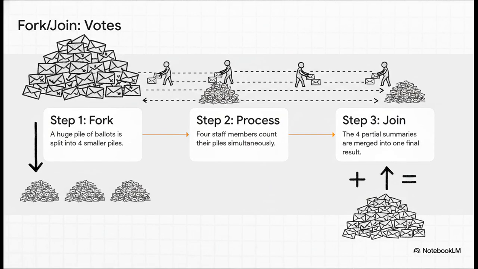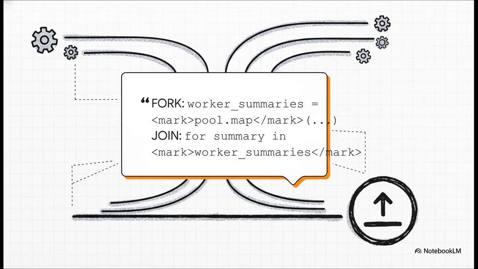Let's use an analogy. Imagine you're tasked with counting a mountain of election ballots. The fork step is when you split that huge mountain into, say, four smaller, more manageable piles. The process step is when you hand each of those piles to a different person to count at the same time. And finally, the join step is when you take the four separate totals from your counters and add them all up to get the final grand total. It's a classic divide and conquer approach. And the code really reflects this logic perfectly.